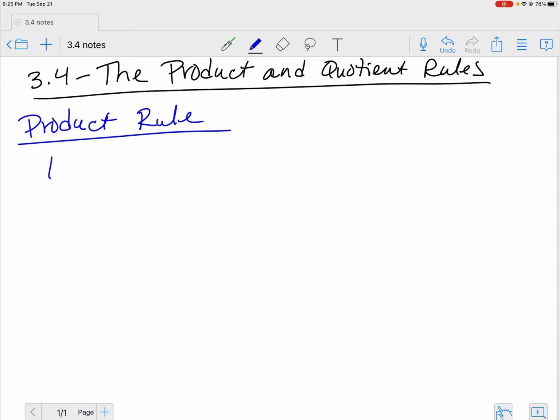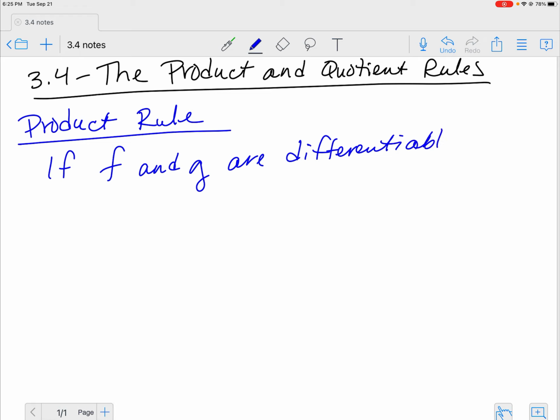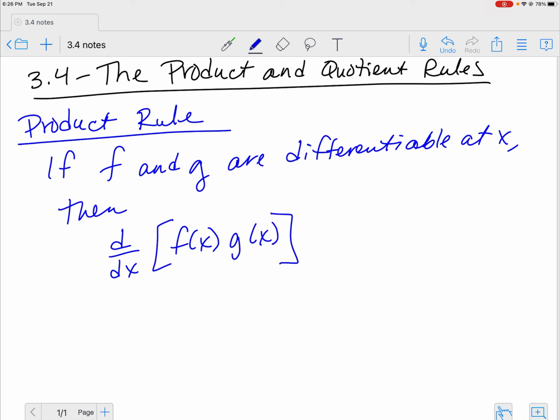And here it is. If f and g are differentiable at x, then the derivative with respect to x of f of x times g of x is equal to f prime of x times g of x plus f of x times g prime of x. That's the rule.